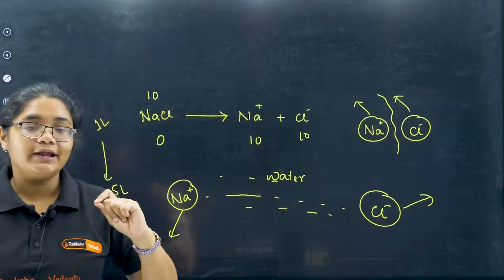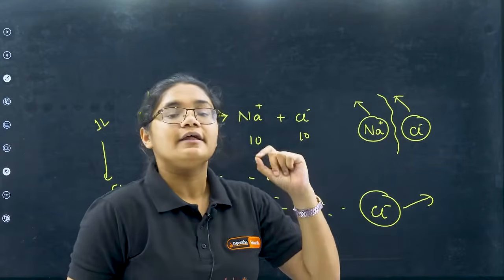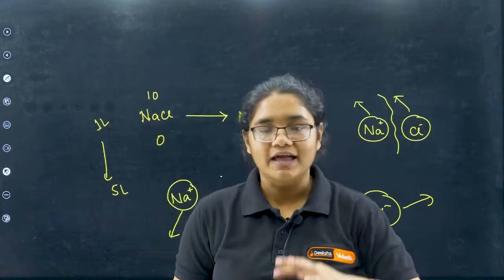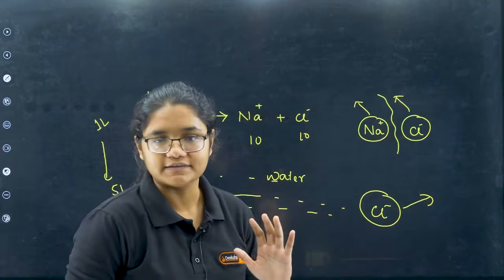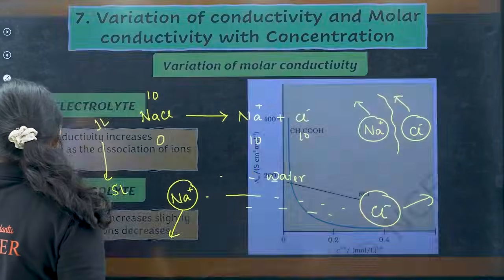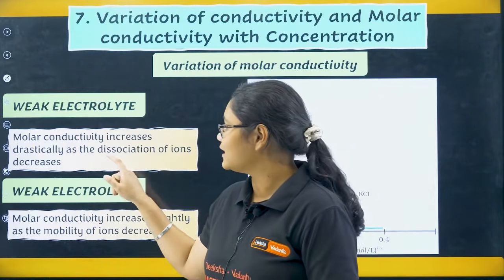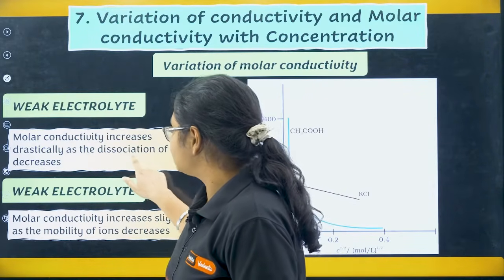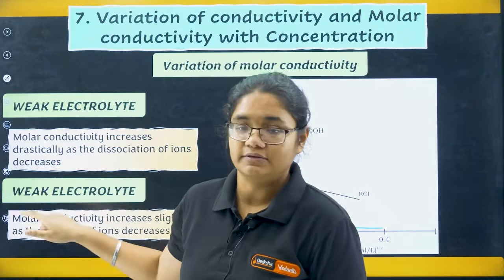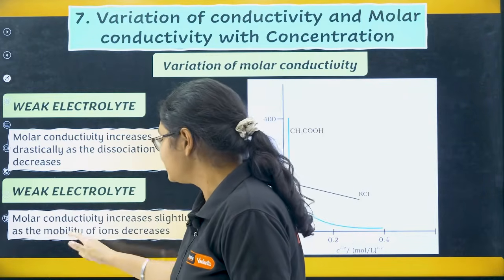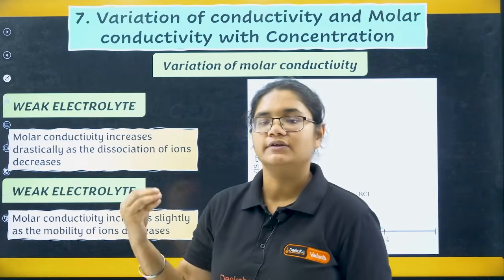But in the case of weak electrolytes, when you dilute it, the number of ions increases, and that is why molar conductivity increases. This is important. You should know why there is an increase in weak electrolytes. It increases drastically due to the increased dissociation of ions, whereas in strong electrolytes it is because the mobility of the ions increases.